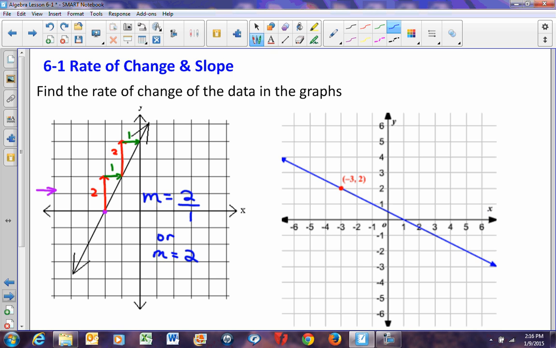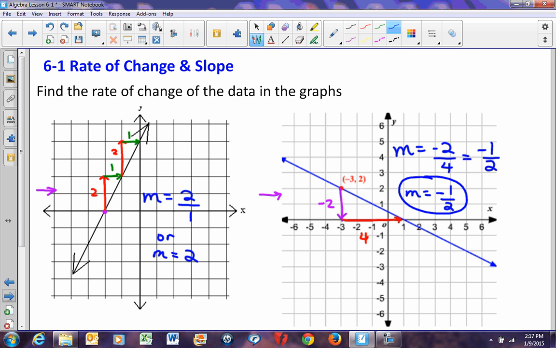And if we look at the next graph, as we read from left to right, we start here at this point negative 3, 2, but instead of going up, we're going down. So instead of going positively, we're going negatively. So our slope is going to be negative in this particular case because we're going down and then we're going to the right. We go down 2 units and then we go to the right 4 units. So my slope for this particular graph is negative 2 over 4, which would reduce to negative 1/2. So my slope is negative 1/2.